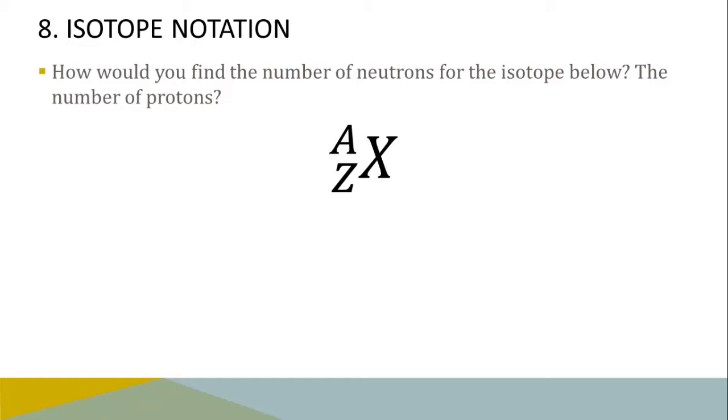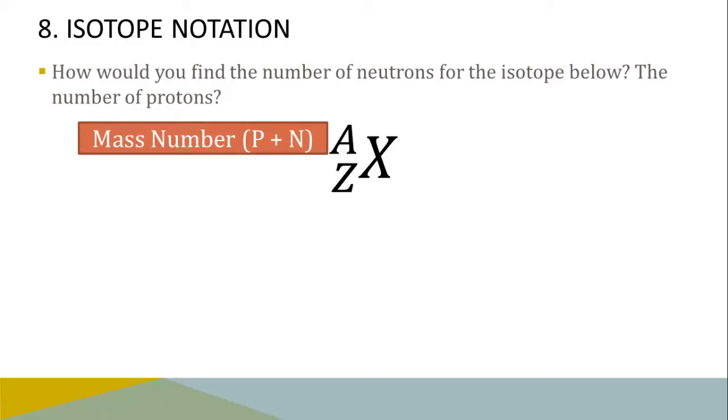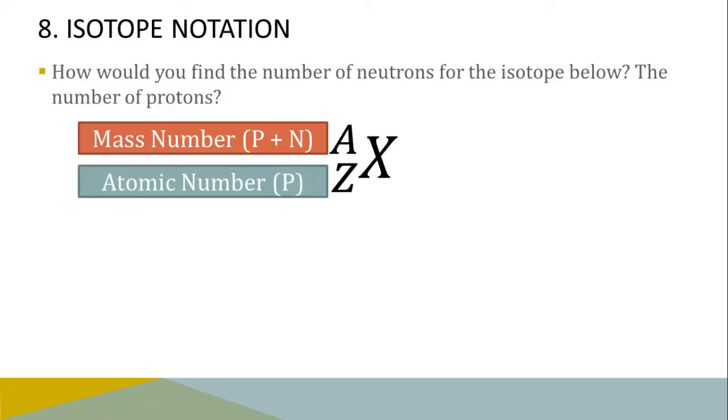Next question is about isotope notation. How would you find the number of neutrons for the isotope below? How would you find the number of protons? So, A represents the mass number, which is the sum of protons plus neutrons. Z is the atomic number, which is just the number of protons.